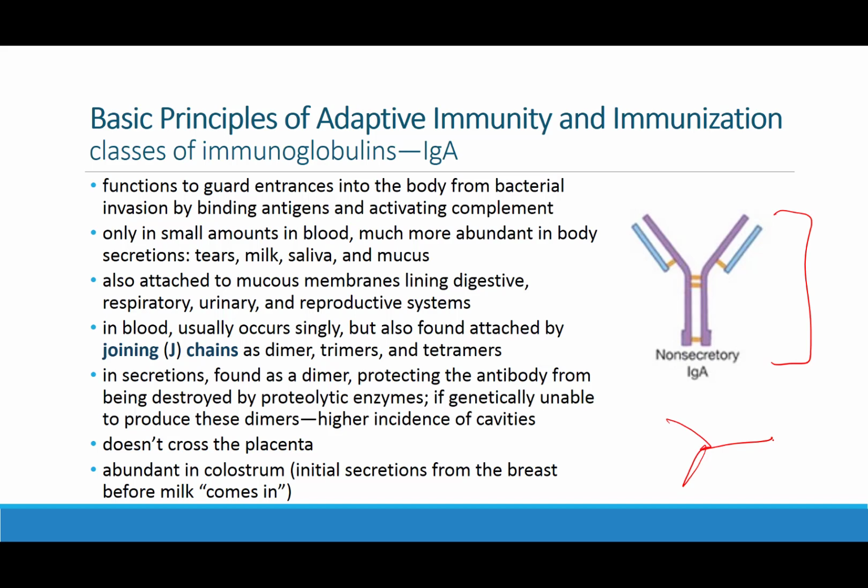The IgA doesn't cross the placenta, but it is very abundant in colostrum. That's the first secretions that come from the breast following pregnancy before the breast converts or shifts from making colostrum to making milk. So for the first day and a half to 3 days, something like that, rather than producing milk, the breast produces colostrum, and the colostrum is filled with IgA. So again, providing some protection to the infant once he or she is born.